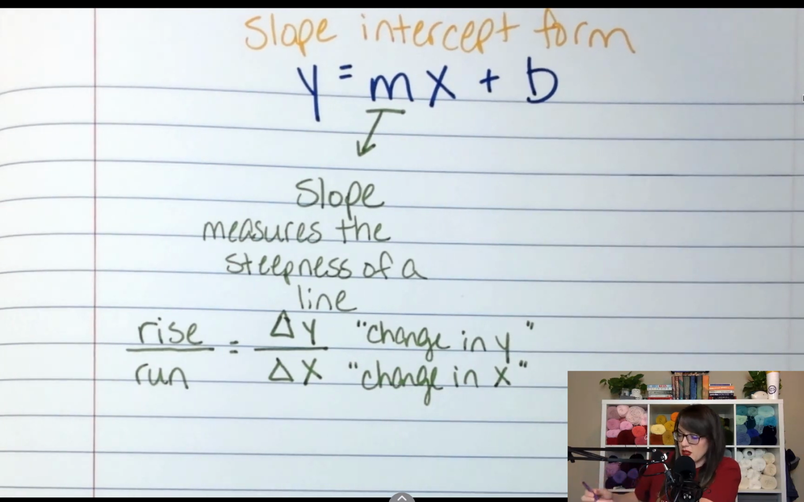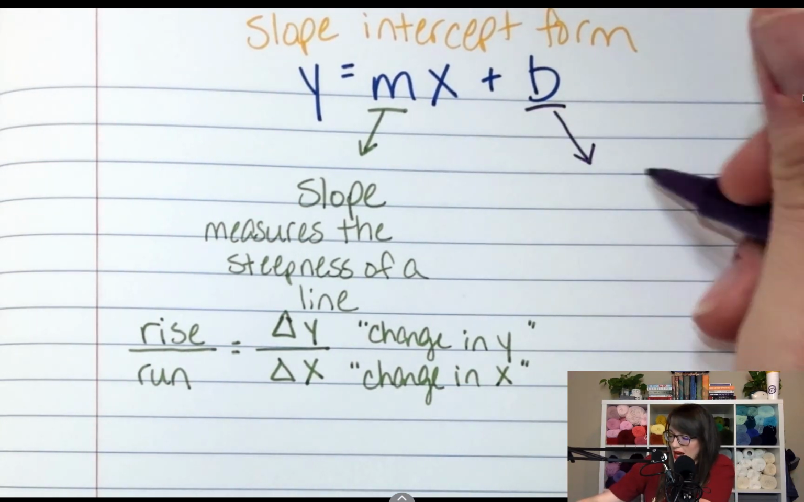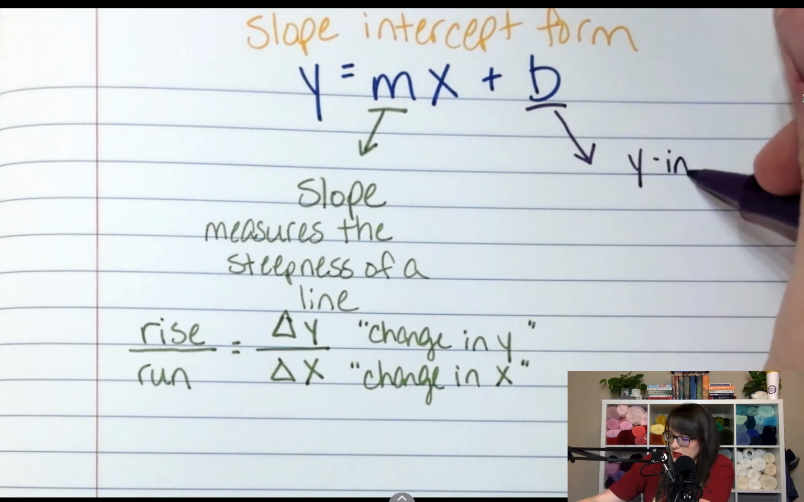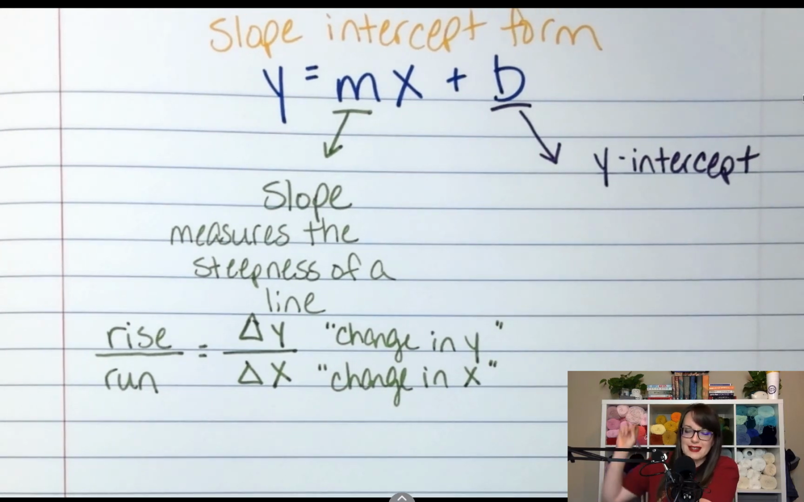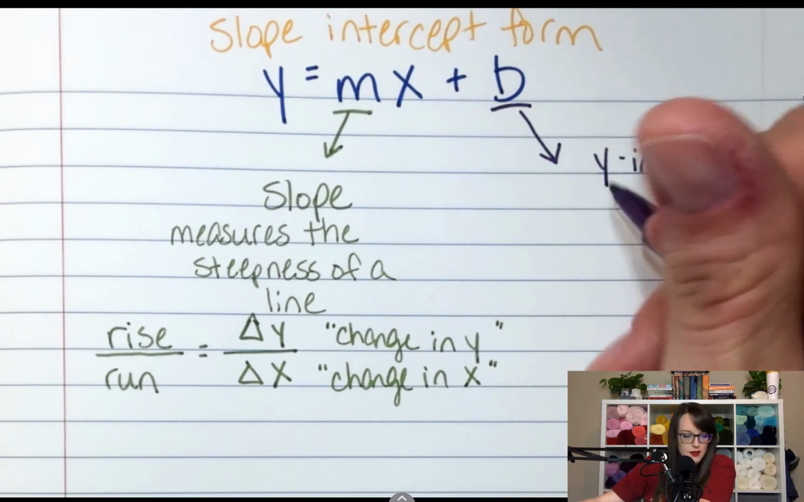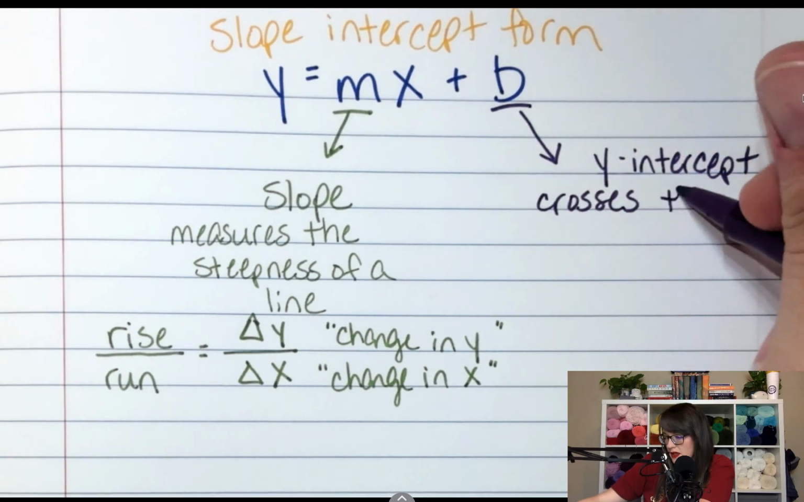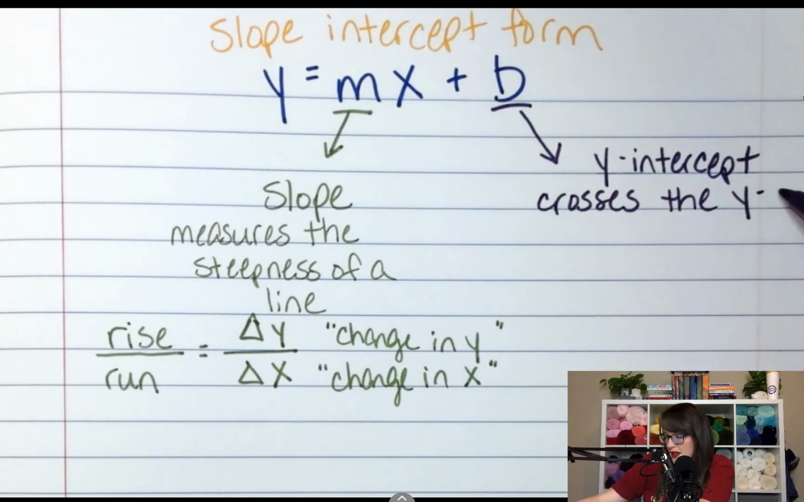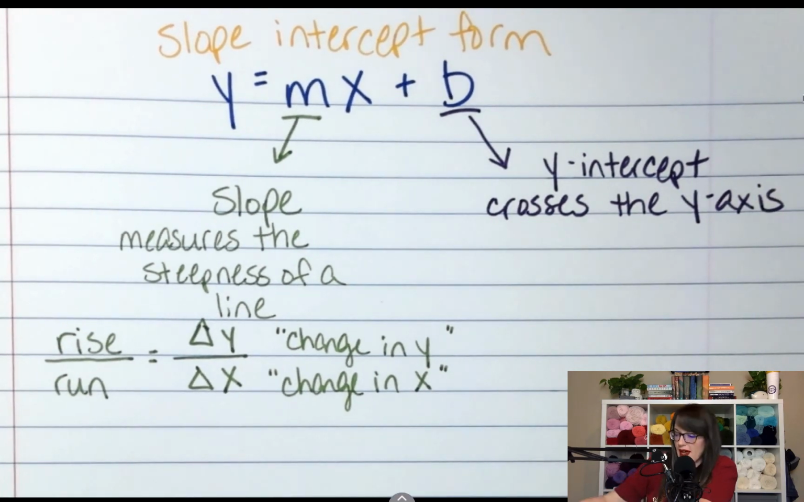B in this equation, that's what I meant to say, B in this equation is the y-intercept. And that is exactly what it is. Where this line would cross the y-axis is the y-intercept. Where it crosses the y-axis.